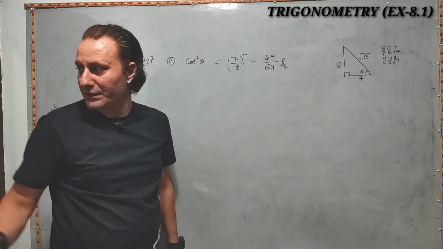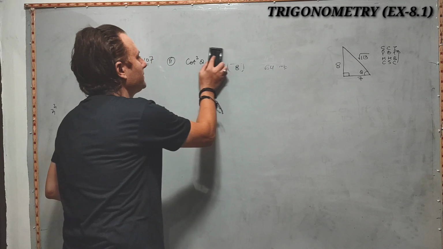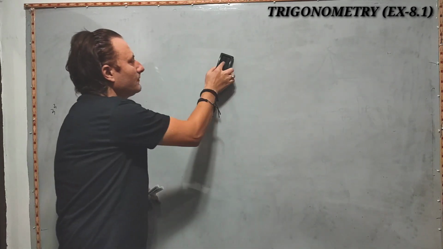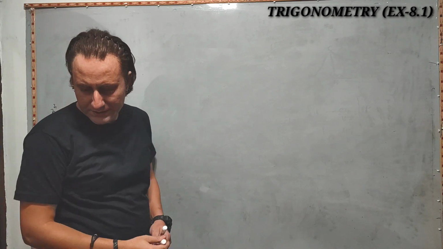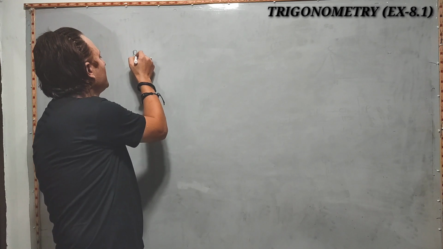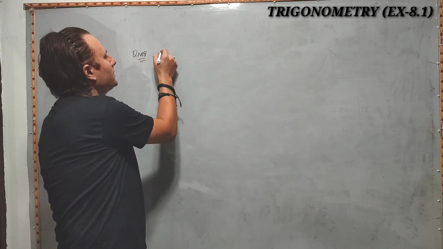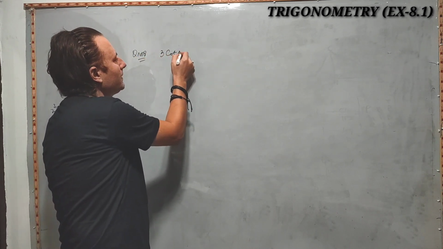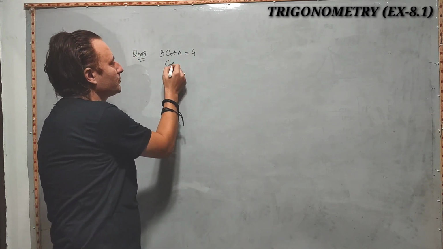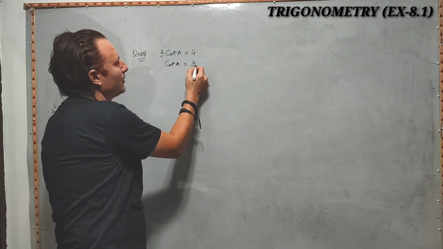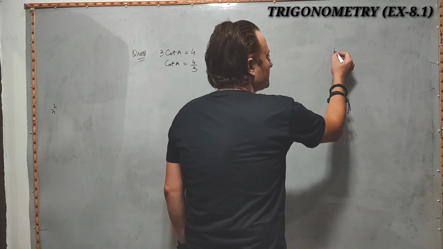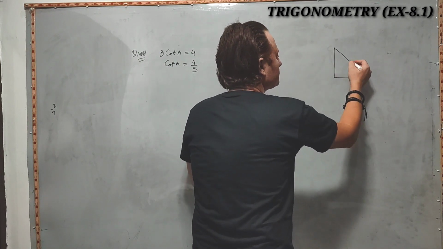Alright guys, so question number 8 here, let me just take this off first. Question number 8 says, if 3 cot A is equal to 4. So what I can do here, I can write cot A is equal to 4 upon 3. This 3 goes there. Now let's make a small figure here.